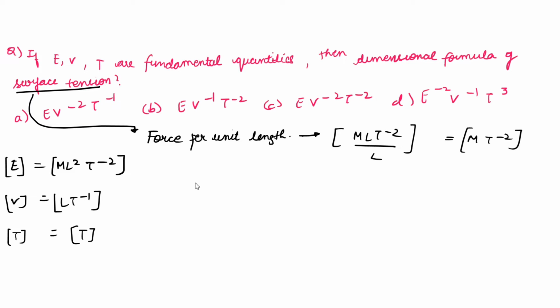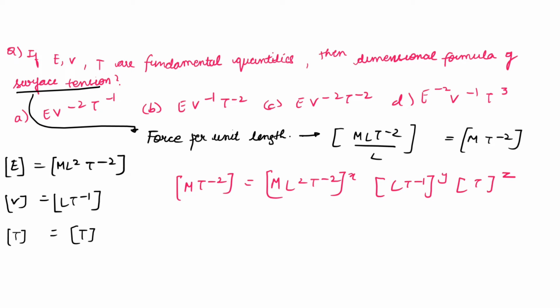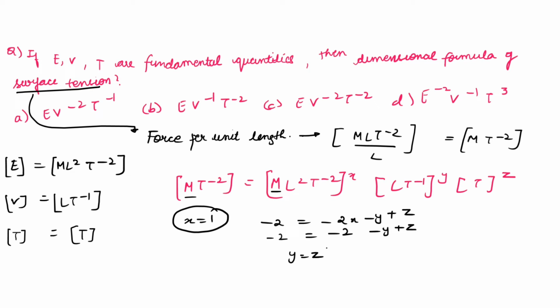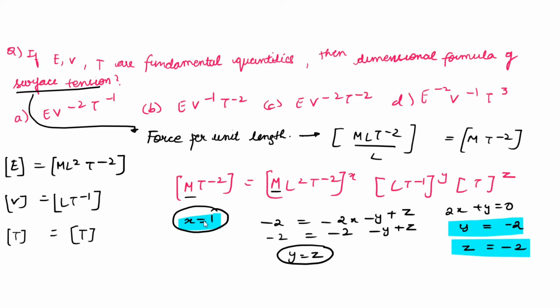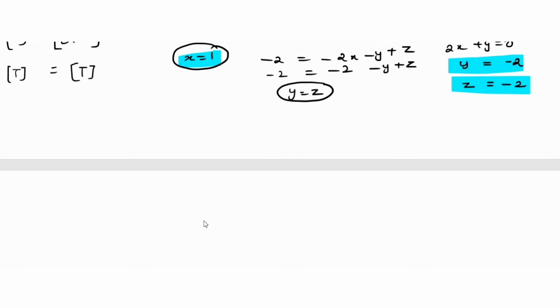On equating, for M there's only one term, so you can easily find x as 1. Similarly, you can write minus 2 is equal to minus 2x minus y plus z, and you can substitute the value of x here and find y is equal to z. Next, moving on to the third equation, you get 2x plus y is equal to 0, and then we can find y to be equal to minus 2 because x's value is 1. So y is equal to minus 2, and y is equal to z is equal to minus 2.